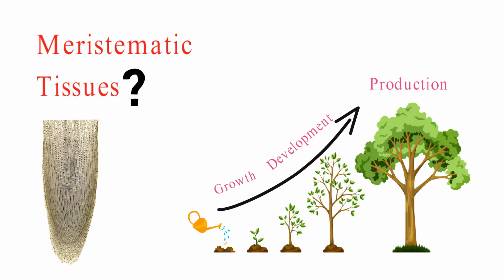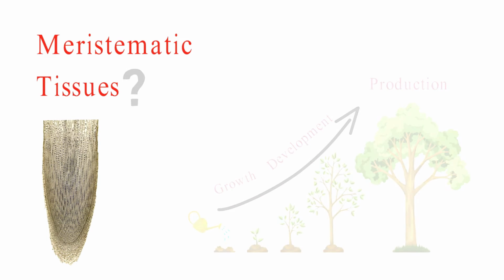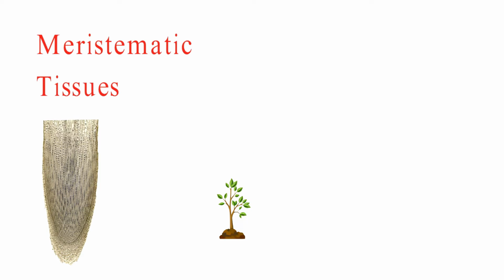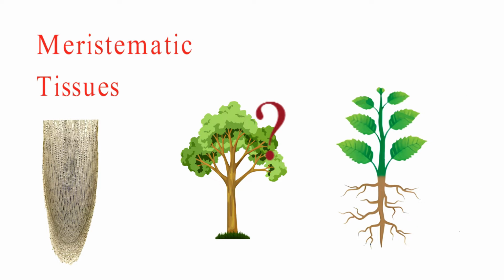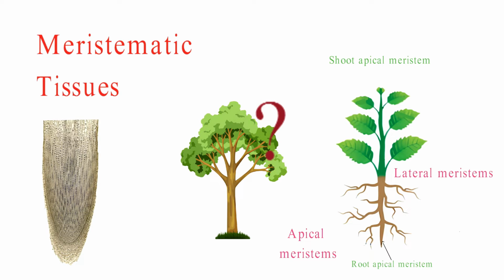Here's a mind-blowing fact: meristematic tissues are the reason plants can grow throughout their lives. But where exactly do we find these growth powerhouses? Time to distinguish between the two main types: apical meristems and lateral meristems. Apical meristems, like the root apical meristem and shoot apical meristem, are found at the tips of roots and shoots. They're responsible for primary growth.